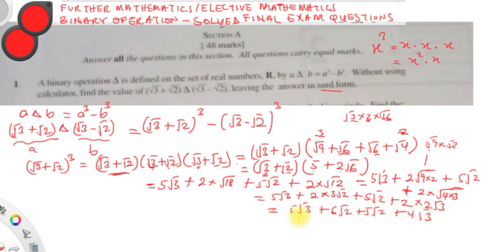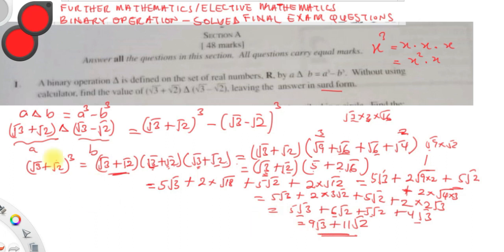So you see this is root 3: 5 root 3 plus 4 root 3, the same as 5s plus 4s. You get 9s. So this is 9 root 3. Then 6 root 2 plus 5 root 2: 6 plus 5 is 11, so 11 root 2. So this is the answer. Very lengthy, but this is the answer.